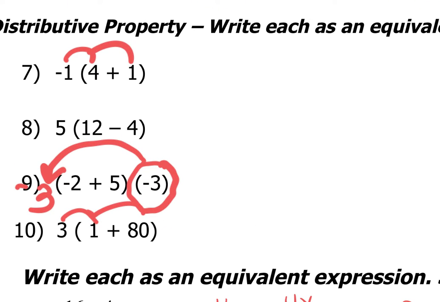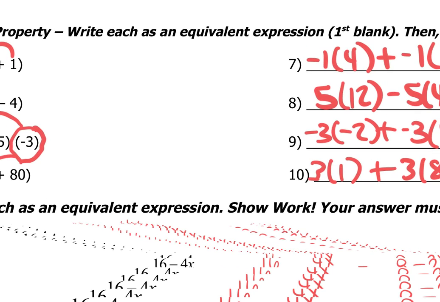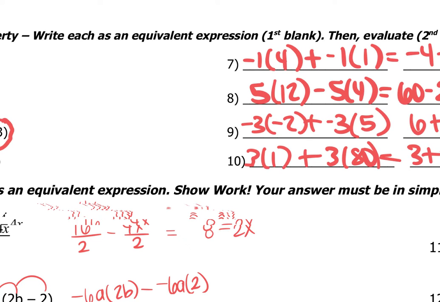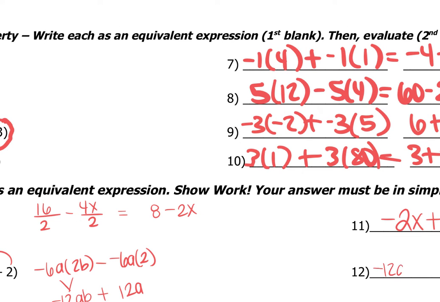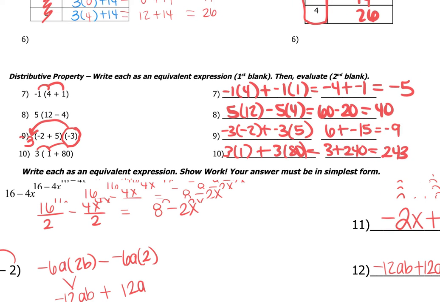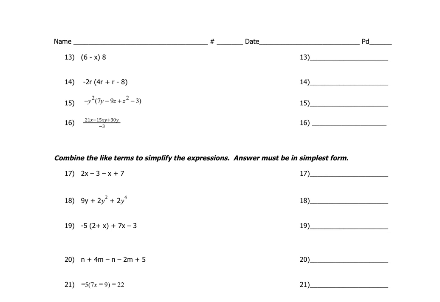Number 12, we're going to be distributing the negative 6a. So we're going to distribute that to both terms. Negative 6a times 2b minus negative 6a times 2. So that's going to give us, when we multiply those together, negative 12ab. Minus a negative will turn into a plus, and that'll give us 12a. Now keep in mind we cannot put those together, so that would be our answer, negative 12ab plus 12a. Those are not like terms. The variables have to be exactly the same.